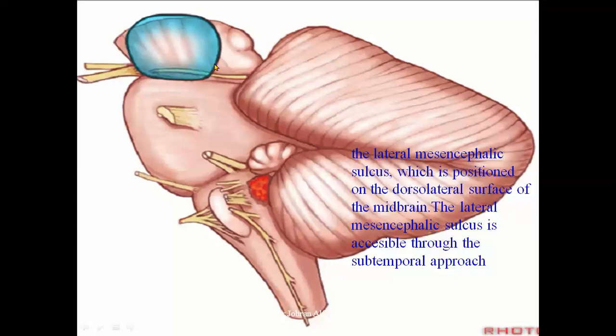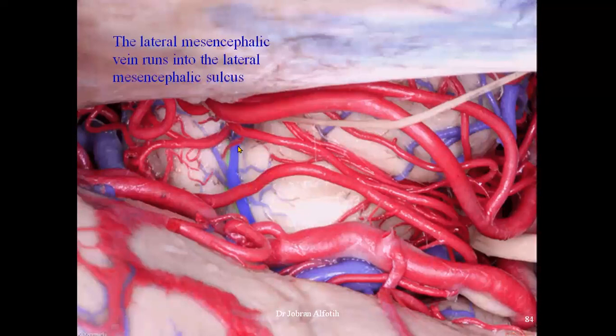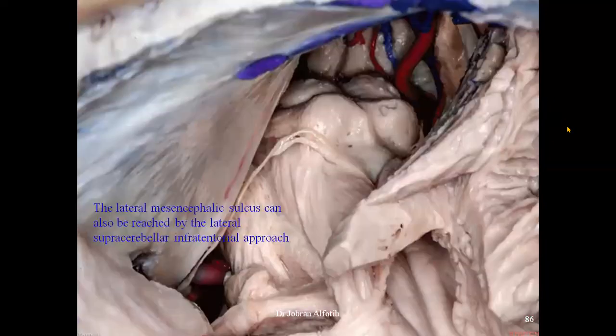The lateral mesencephalic sulcus is accessible through the subtemporal approach. Here is a very beautiful view of the left subtemporal approach. As we see, this is the lateral mesencephalic sulcus, and here is the tentorium, and here is a vein in the mesencephalic area, which gives us a very important landmark for going to the lateral mesencephalic sulcus. The most commonly seen complication in this approach is injury to the third and fourth cranial nerves, and also damage to the vein of Labbe.